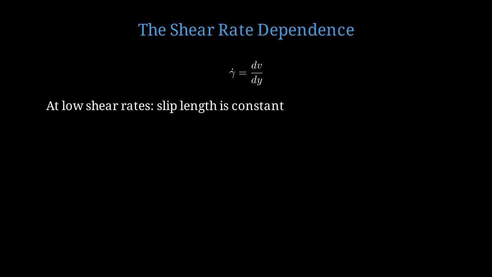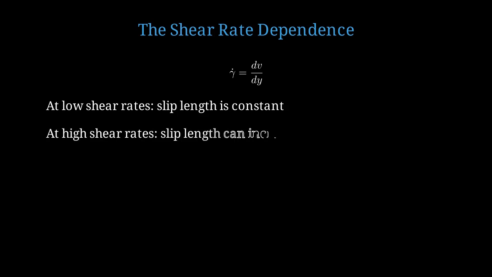Now let's talk about another fascinating aspect. How does slip depend on the shear rate? The shear rate gamma dot is defined as the velocity gradient dV by dy. At low shear rates, the slip length remains essentially constant. It's a property of the surface.